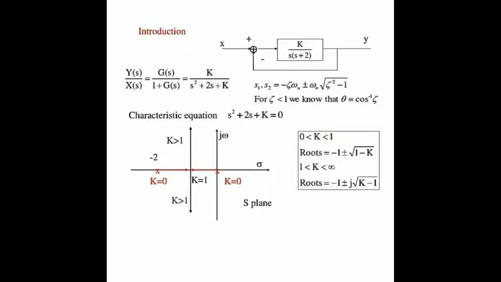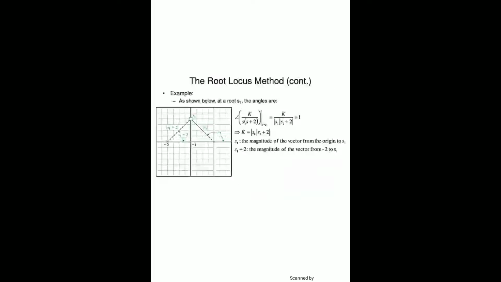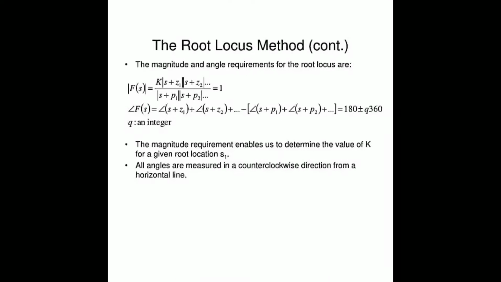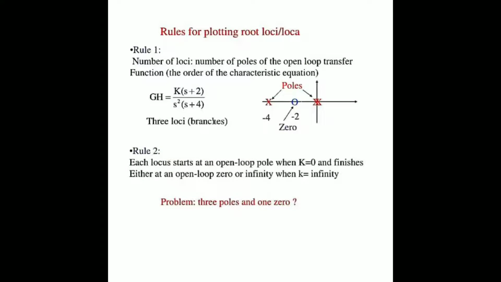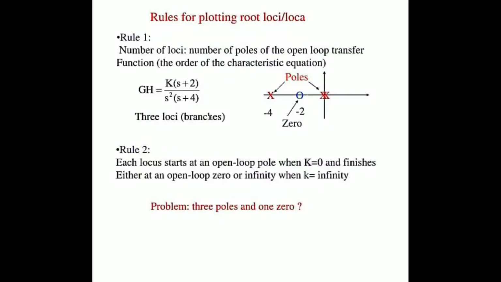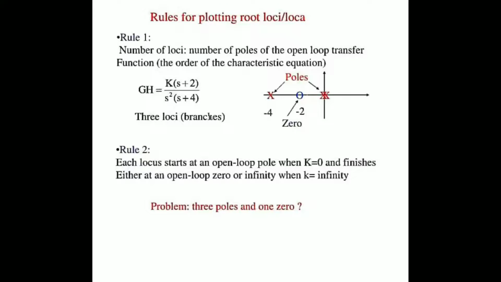Next, we have some rules. We'll see one example step by step. So let's consider this equation of the open loop transfer function, G into H equal to K into (s plus 2) divided by s square into (s plus 4). The first step is finding the number of poles and number of zeros.